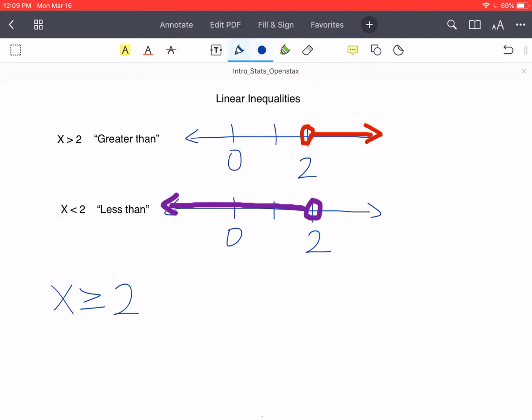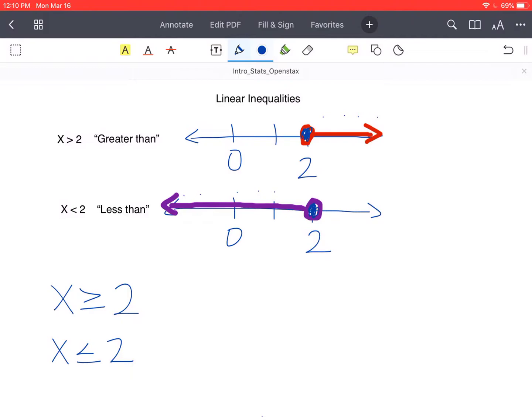The only difference, if we go back and look at the first one, is that it's still everything bigger than 2 up here, but we would also include the value of 2. That's greater than or equal to. And then we can have x is less than or equal to 2. Again, that's all the same values, and we also include the value at 2 itself.